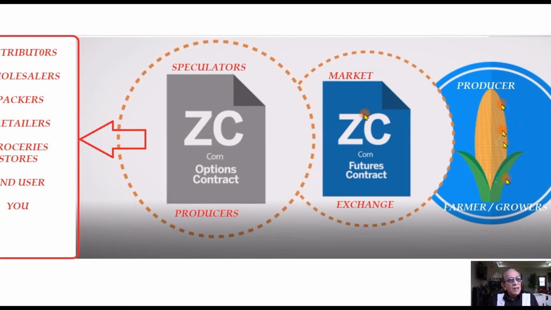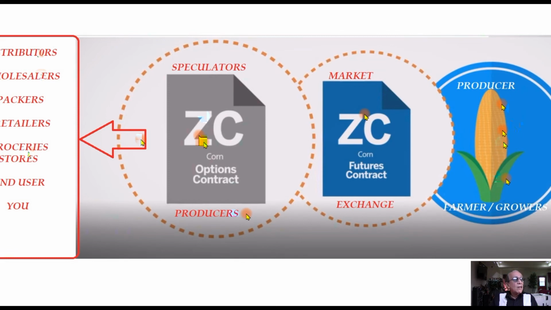But there's another guy here, the option guy. Well, this option buyer could be a producer, a distributor, or a wholesaler. We're going to go through the whole chain of the corn: packers, retailer, grocery store, end user, and you, right? So this guy turns around and says, you know what, I'm going to buy options on this contract of corn, and if it goes higher than $6.50, I'm going to make some money.